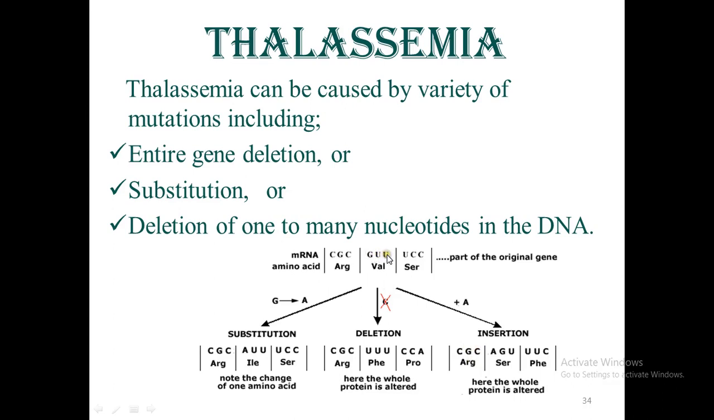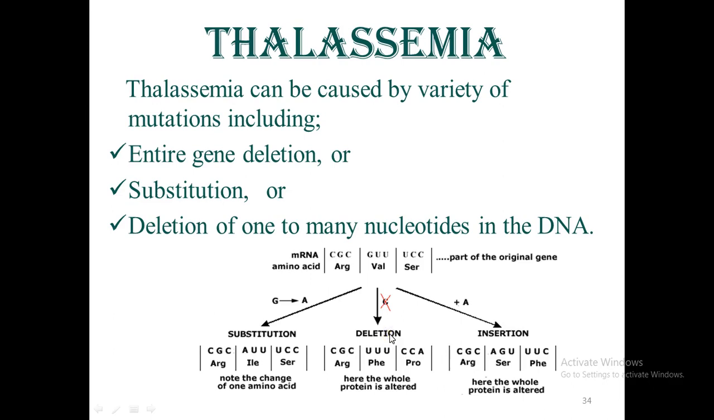If there is GUU in the messenger RNA, the amino acid it codes for is valine. Here there is substitution. Instead of GUU in the messenger RNA, we are finding AUU. So this codes for the amino acid isoleucine. So we call this substitution. The next one, of course, is normal.